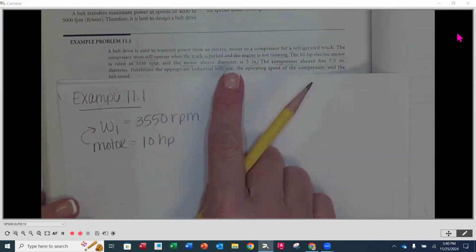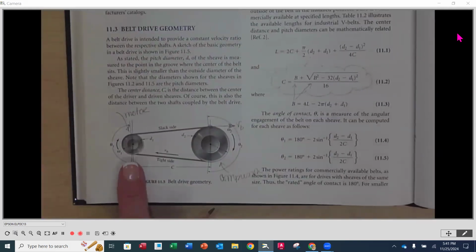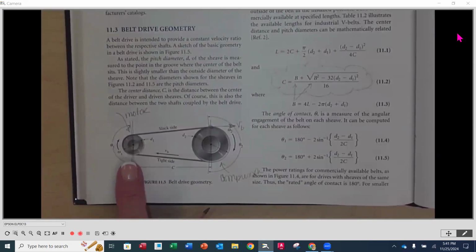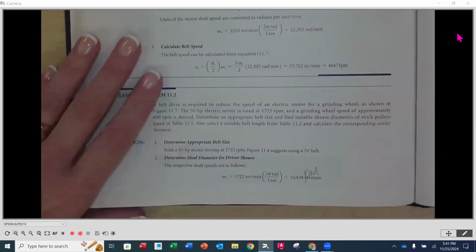Okay. Now on that motor, there is a sheave. And it is 5 inches. So our D1 is a 5-inch diameter sheave. That's the pitch diameter of it. So again, if we go back a page and look at this, this is rotating at 3550 RPMs, and the sheave that's on here is 5 inches in diameter, pitch diameter. So just to give you a visual.